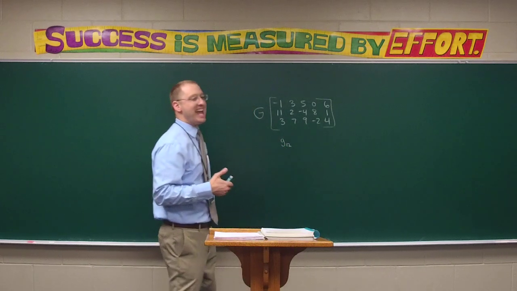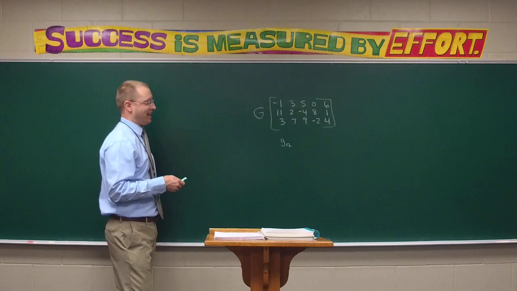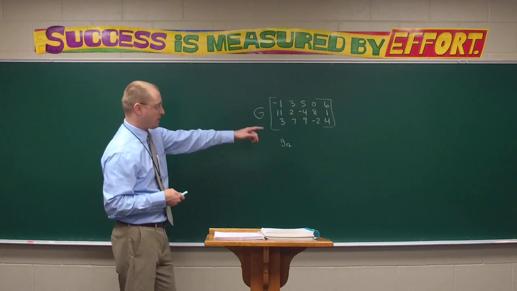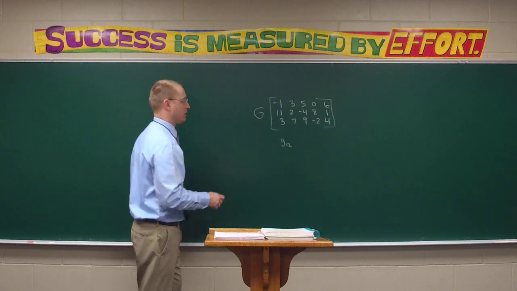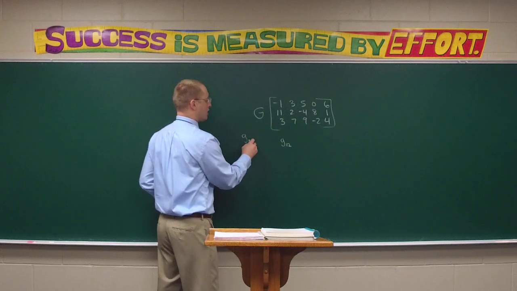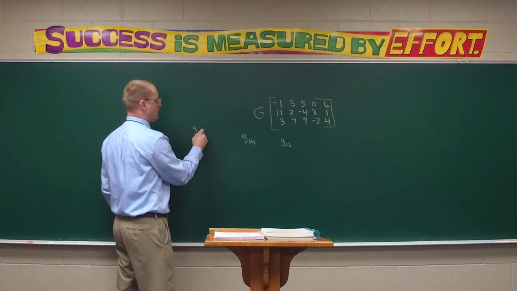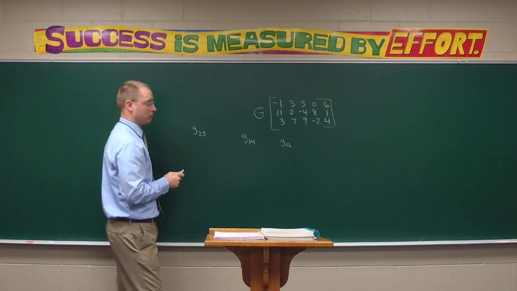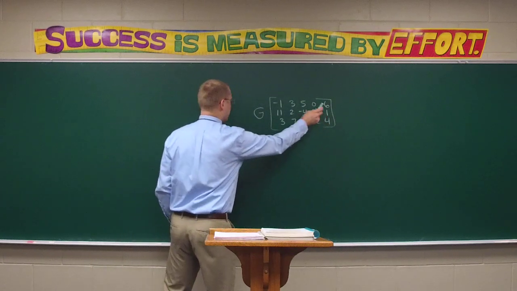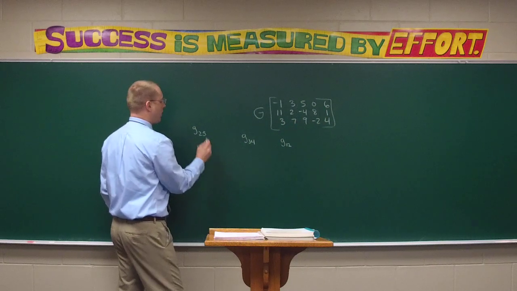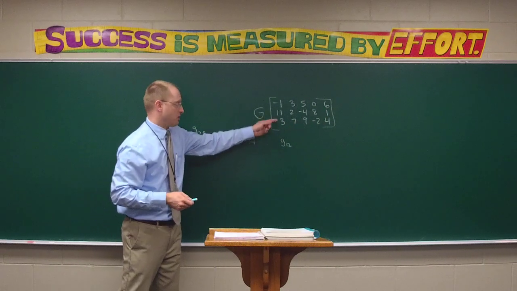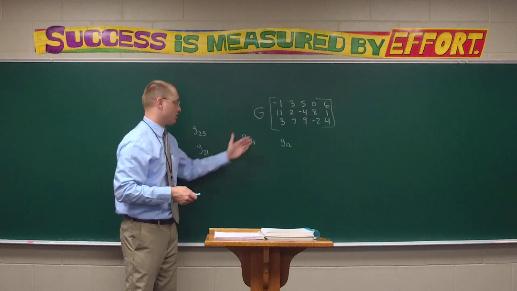So where is the negative 2 located? What's the element number for the negative 2 right here? G34. What number is in location G25? 1. The positive 1 right here. What is in G31? This other 3. So one of the 3's is G12, the other is G31.